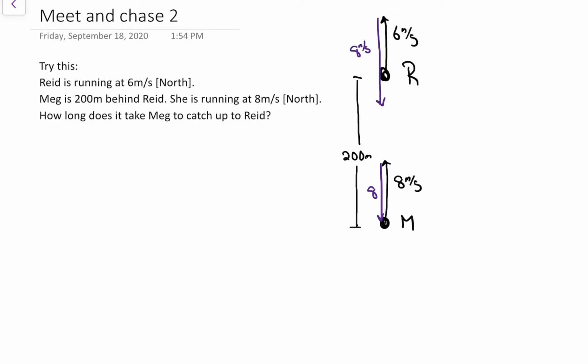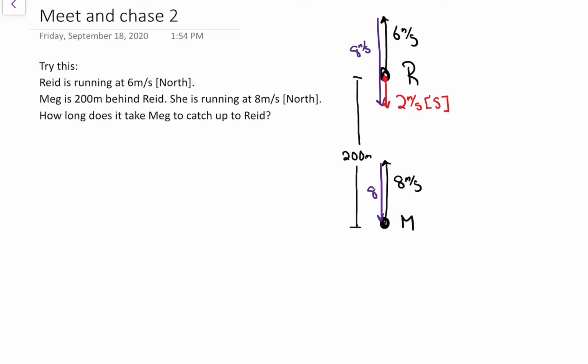when we add vectors, the answer is always the connection of the very start to the very end. 6 forward and 8 back leave us with 2 meters per second. This one happens to be pointing south. So from Megan's perspective, she sees Reed 200 meters away, but approaching her at a rate of 2 meters per second.